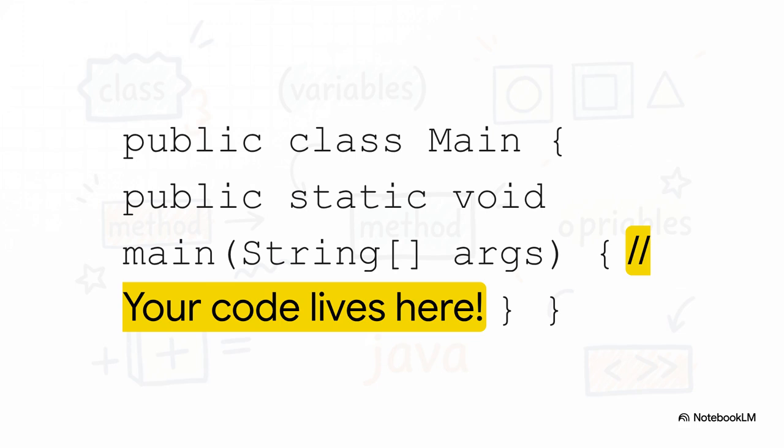Just think of public class Main as the blueprint for our entire house. And inside that public static void main part, that's the front door. It's the official starting line where Java says, okay, I'm starting right here. Everything we build, all our furniture, all our code, it has to live inside those curly braces. That's the one rule you just can't break.